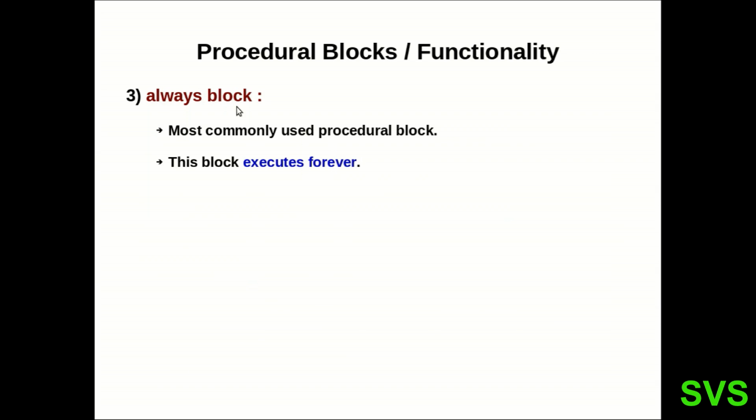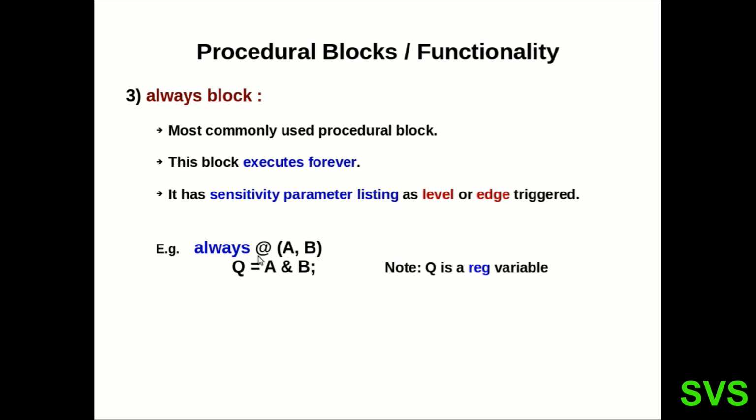Coming to the always block, which is one of the most commonly used procedural blocks. Unlike an initial block, it executes forever, and it has a sensitivity parameter listing as level or edge triggered. So as an example for level triggered, we have the example as shown, wherein we have always @(A or B), then the output is defined as a register. Similarly, for the edge triggered example, we have the part as shown.